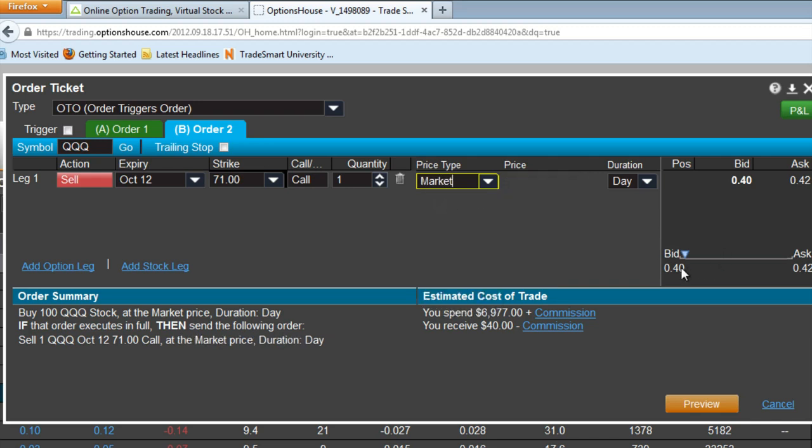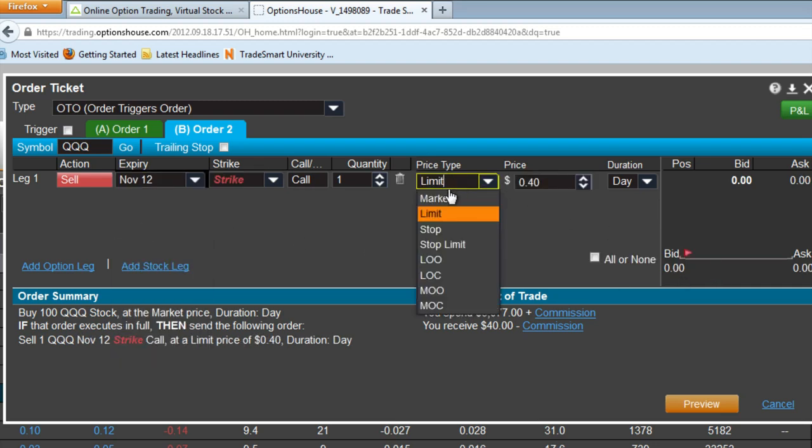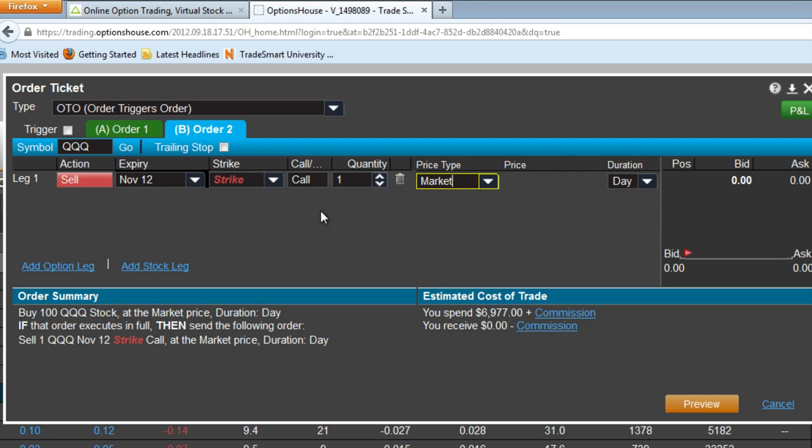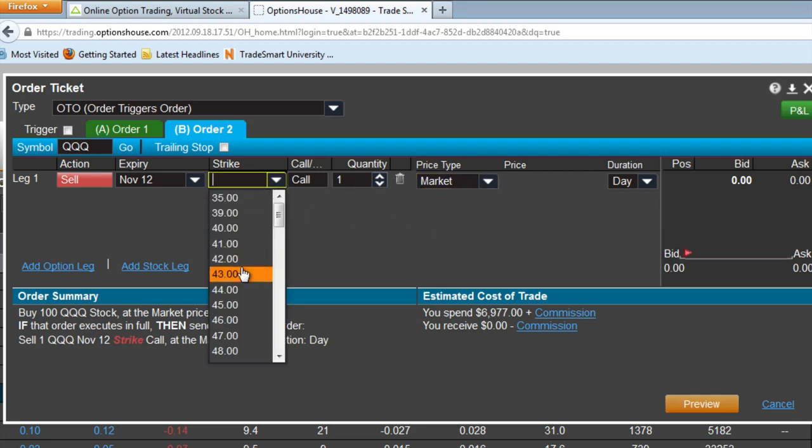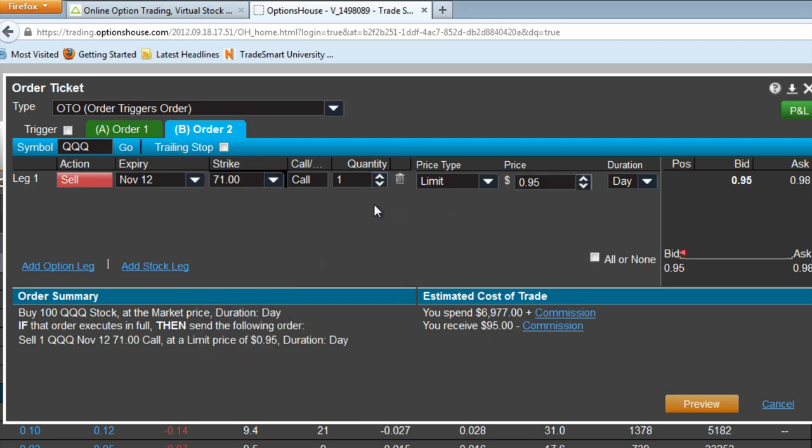Well, it turns out the income's only 40 cents, and you say, well, I don't like that. I want more. So you decide you can go out here to November. And now you're starting to bring in a little bit more. You do a market order. Turns out that the $71 strike price is $95. Okay, so you decide that you're going to do a market order for this.